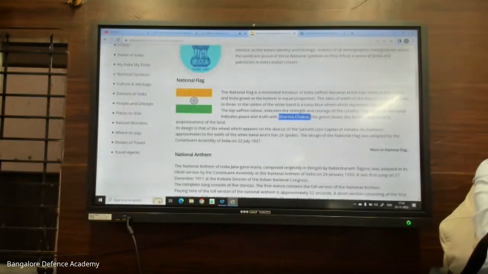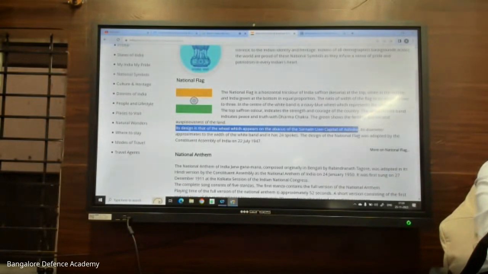Okay, fine. Now, from where have we taken this wheel? The design of the wheel is appearing on the Sarnath Lion Capital of Ashoka. Write down Dharma Chakra and this word, Sarnath Lion Capital. Written, everyone? Okay, so how many spokes does that wheel have? 24.